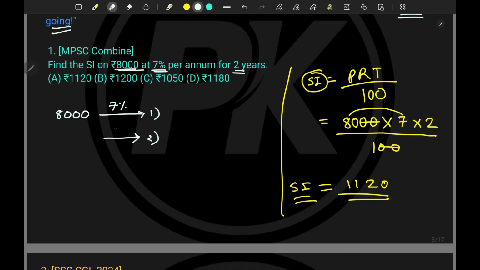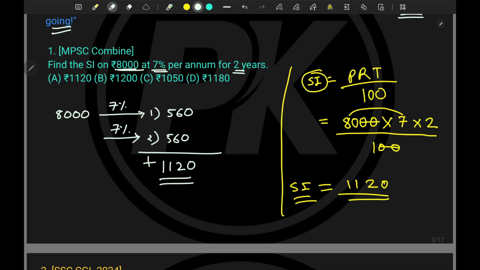Here 7%, here 7%. So how much is 7% of 8,000 rupees? It is 560, right? And again, it is on the principal amount, so it will not change. So just sum these things, and you will get the similar answer, 1120, right? So this is the first method.